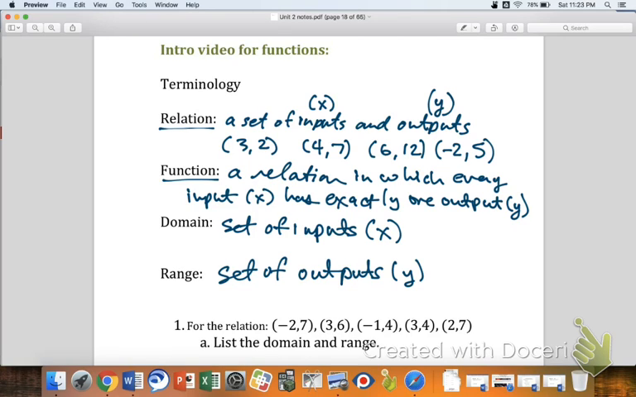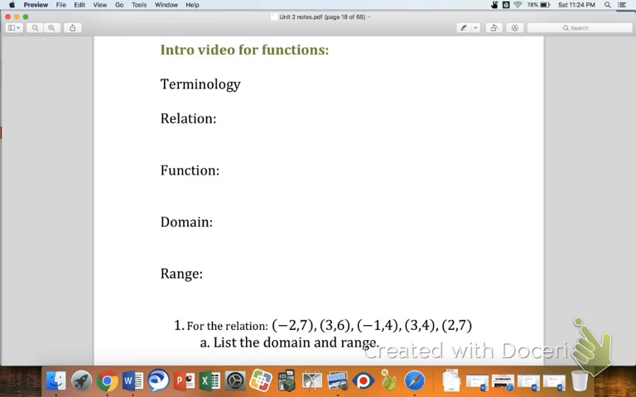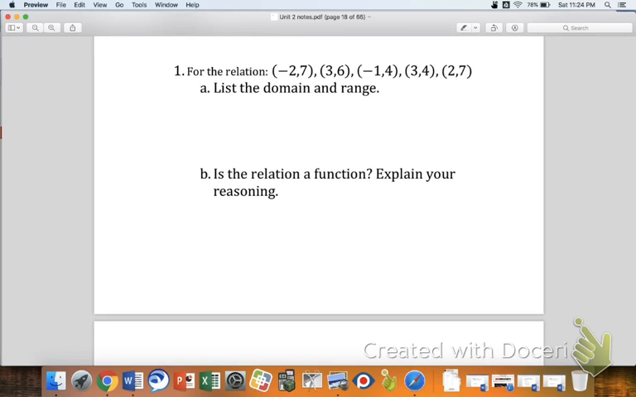All right, so now we're going to look at an example down below, just one here. So if you would look here at number 1, it gives us a relation. It says for the relation, and it lists out all the points there. And it says list the domain and range. So I'm going to say the domain is -2, 3, -1. There's another 3 right there. I'm not going to list it twice. And 2. Now where I'm getting those, of course, is I'm just looking for the x's, because I just mentioned domain is a list of all the inputs, also known as a list of all the x's.